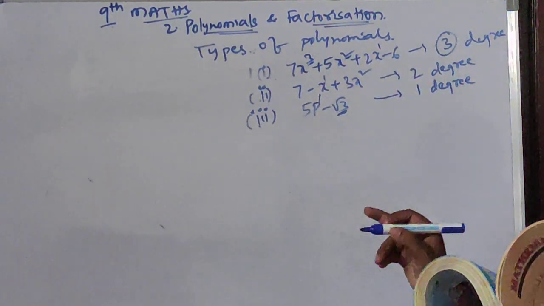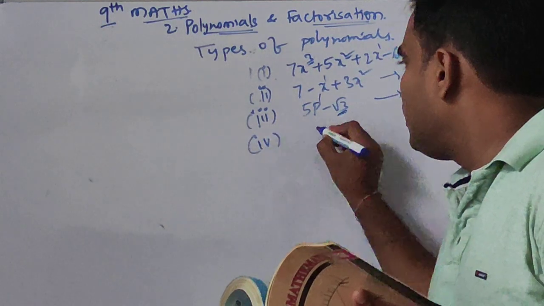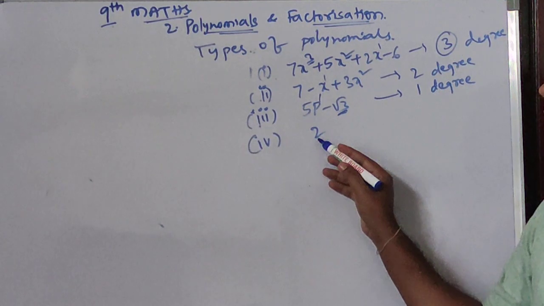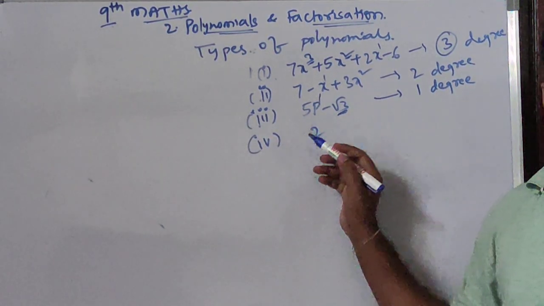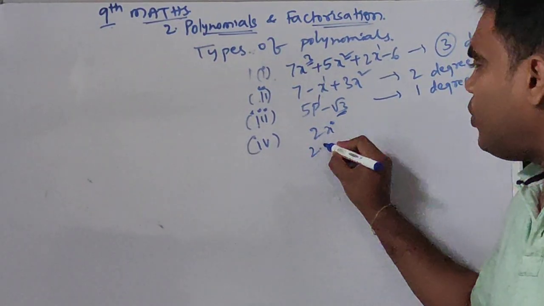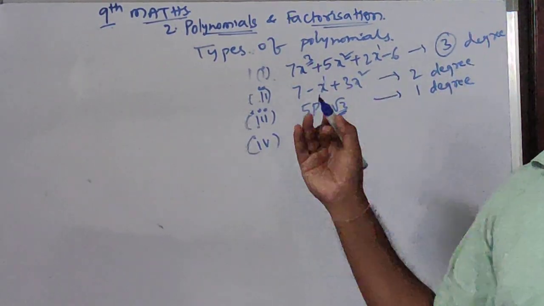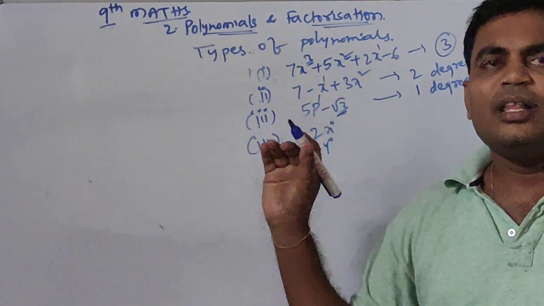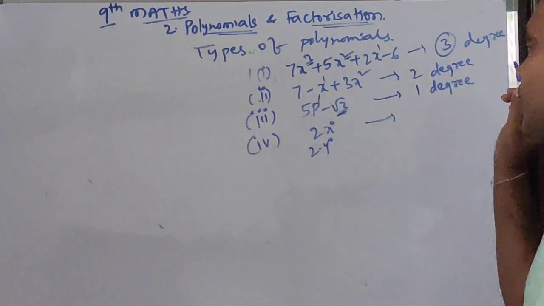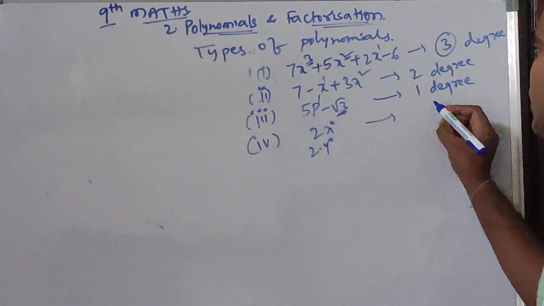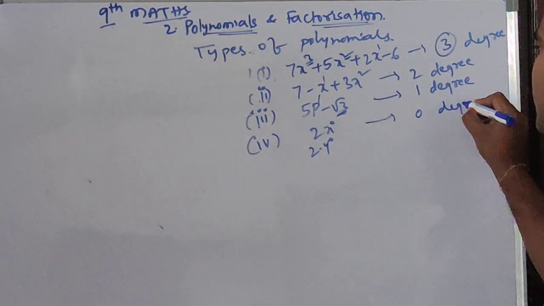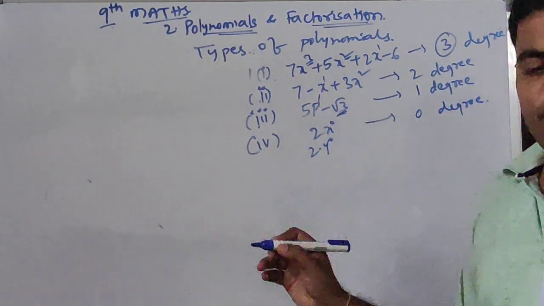Next one, fourth, 2. So actually this is a polynomial. This polynomial is called a constant polynomial. You can take 2 into x power 0, or 2 into y power 0, or 2 into z power 0, whatever variable you may take, and the power should be 0. So the degree of this polynomial is equal to 0.